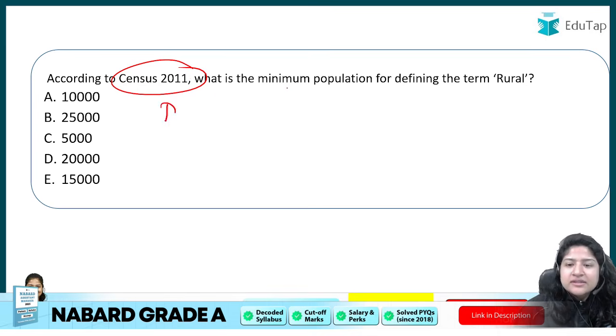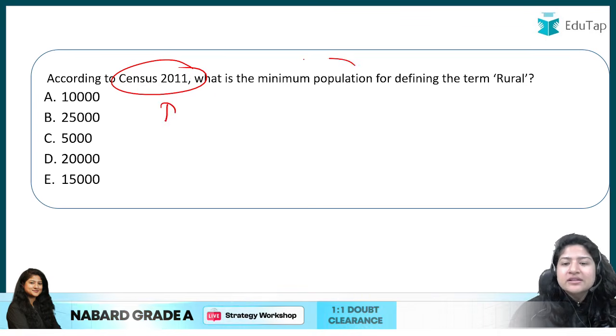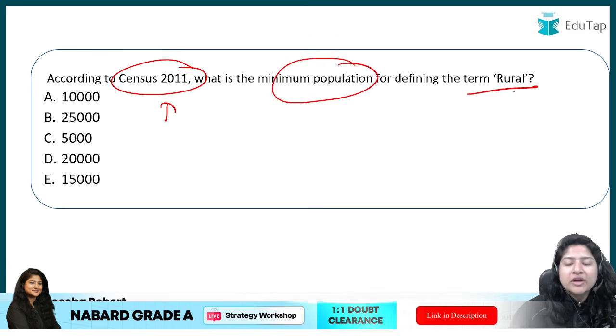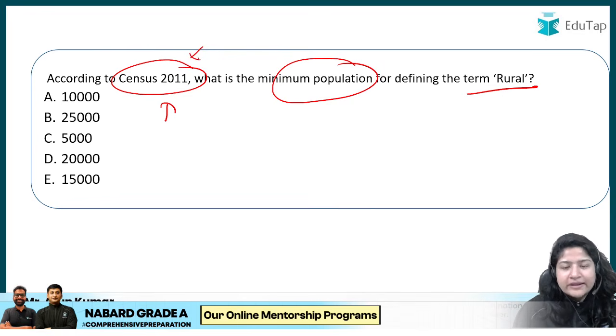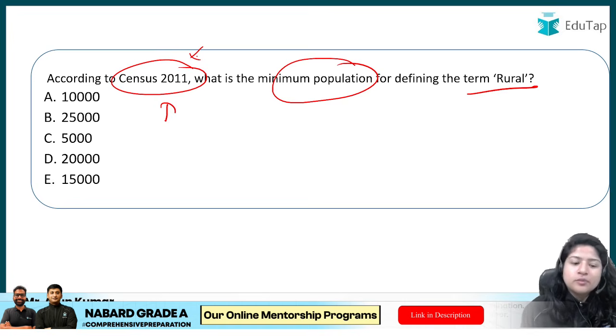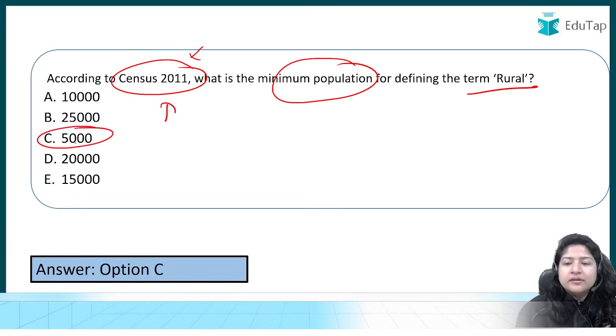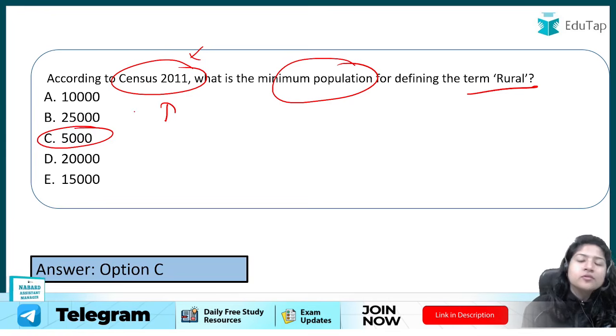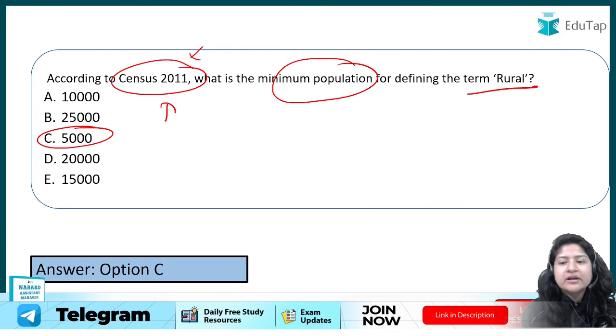So this is from Census 2011. It asks what is the minimum population defined that will define the term rural. In the census some definitions have been given: a rural area will be considered where the population is 5,000. So the question is asked from there.